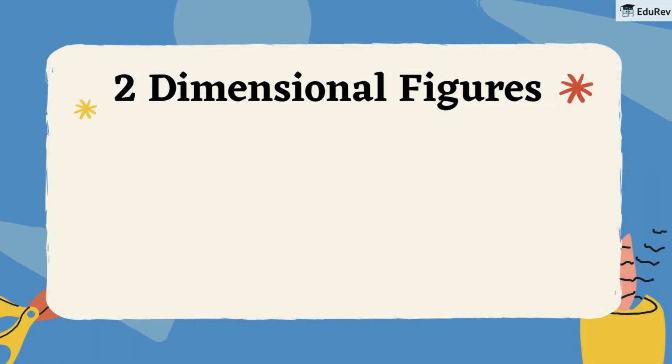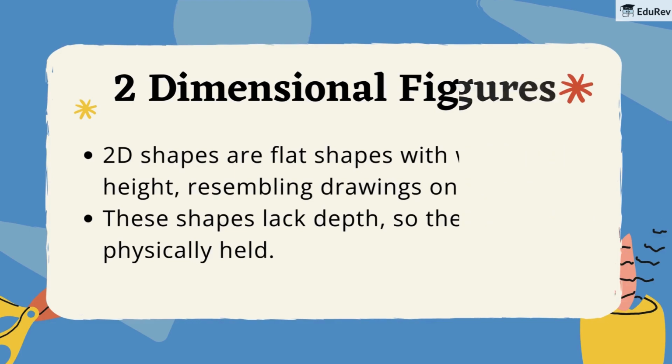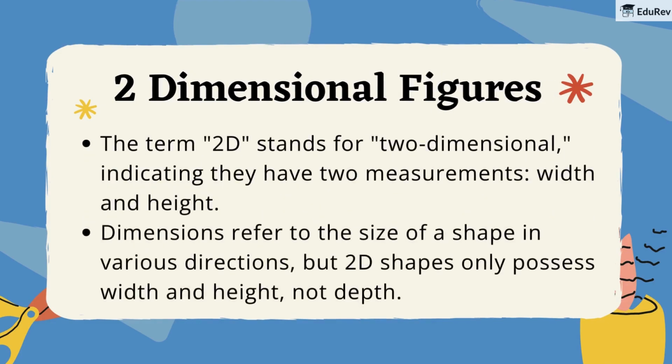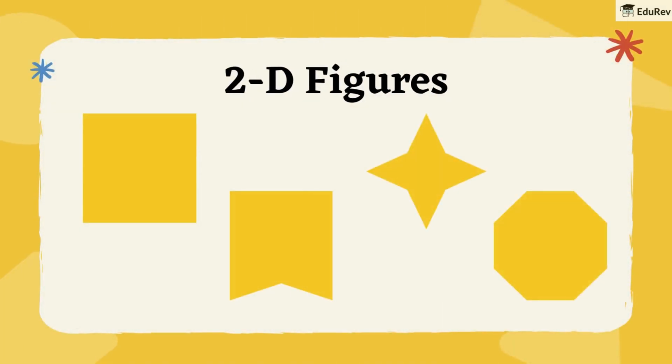First of all, let's learn what are two-dimensional figures. 2D shapes are flat shapes with width and height, resembling drawings on paper. These shapes lack depth, so they cannot be physically held. The term 2D stands for two-dimensional, indicating they have two measurements, width and height. Dimensions refer to the size of a shape in various directions, but 2D shapes only possess width and height, not depth. Here are some examples of 2D figures.